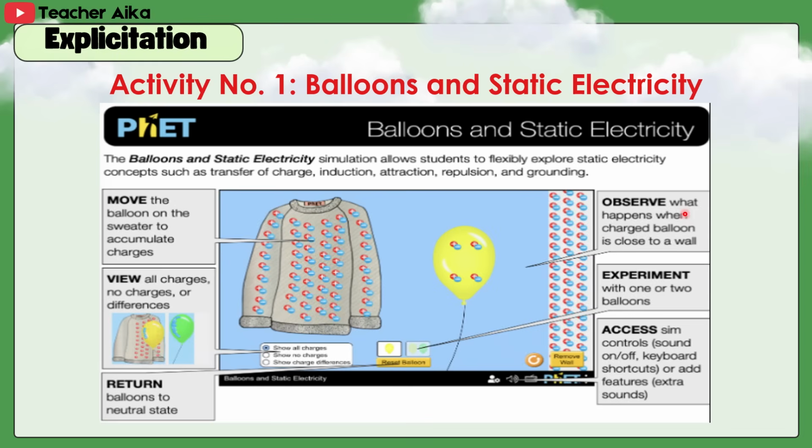Observe: observe what happens when a charged balloon is close to a wall. Experiment with one or two balloons. Access: SIM controls. Sound on or off. Keyboard shortcuts or add features or extra sounds.